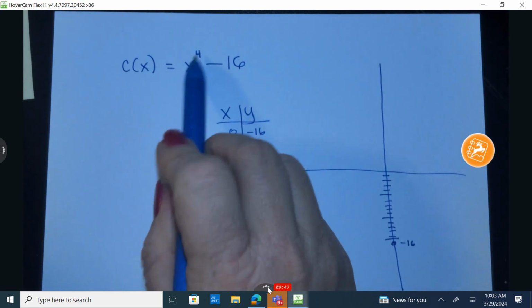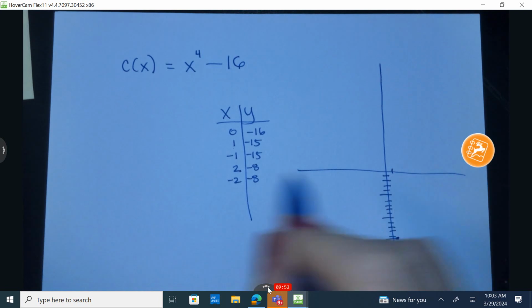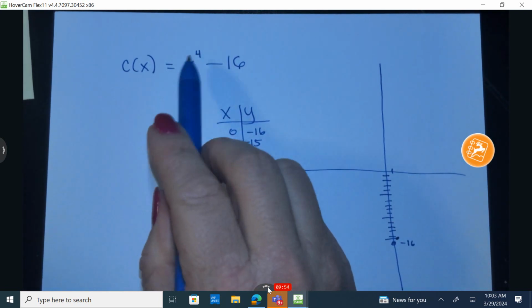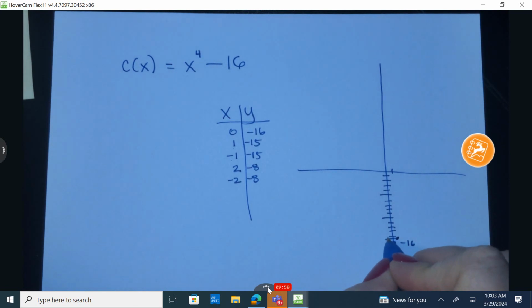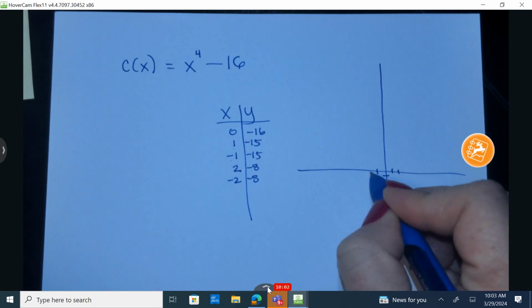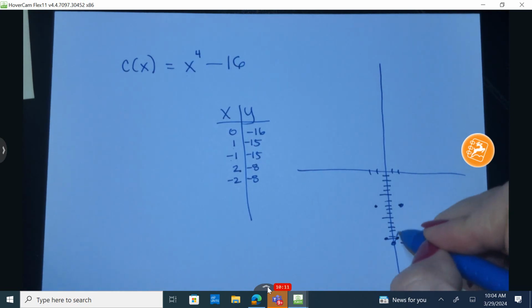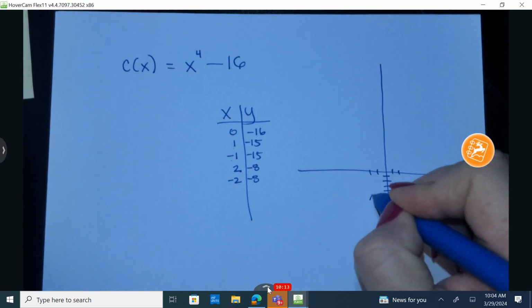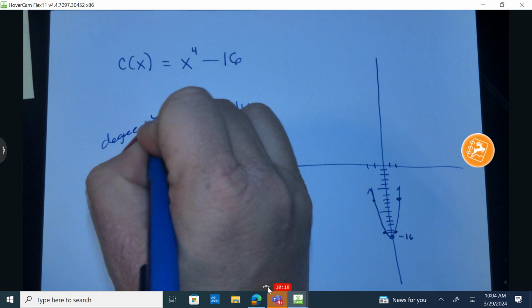I plug in 1, 1 to the 4th is 1. Then I go over 1 and up 15. And I plug in negative 1 to the 4th: 4 negatives makes a positive, and 1 minus 16 again is negative 15. I'll do the same for 2, and for negative 2 we can see that it is going to be symmetrical around the y-axis. And so we can see this basic shape here. So what degree is it? It's degree 4. So the degree for this function is 4.